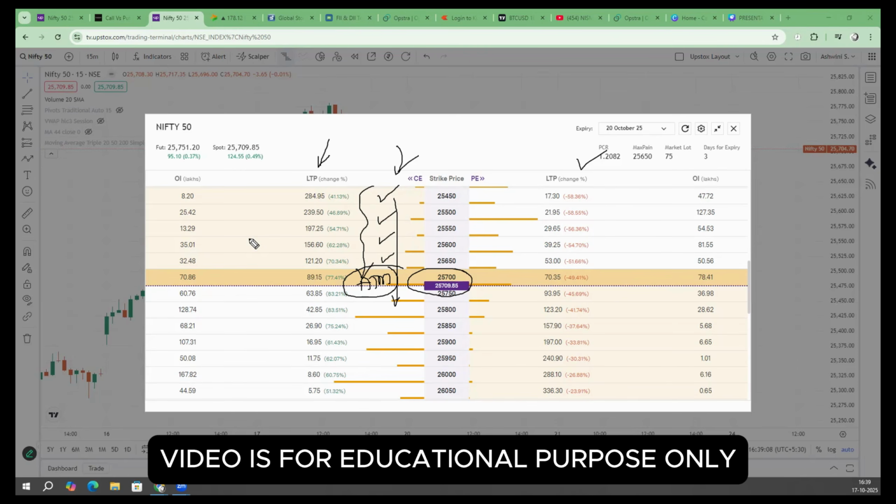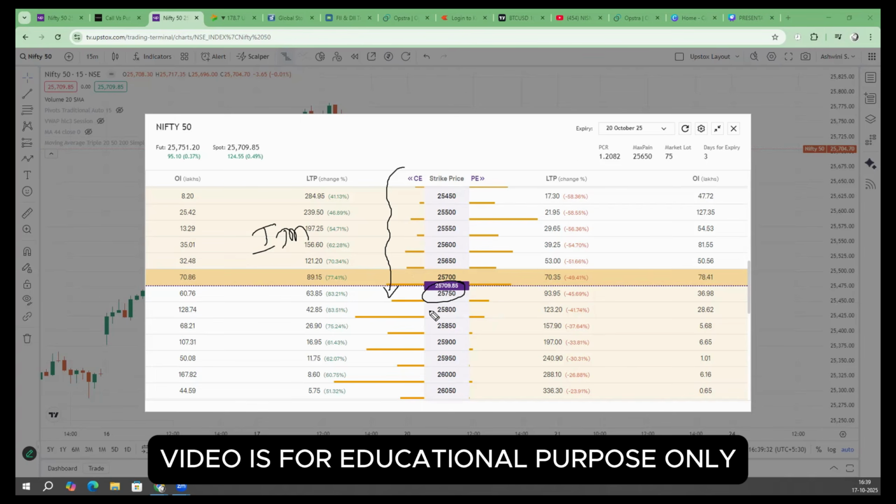The already covered area is called in the money. I repeat this word, in the money. Why? Because before coming to this area at 25,700, the market had covered even 25,000, 25,100, 200, 300, 400, 500. All those areas are covered. The already covered area is called in the money. That's it.